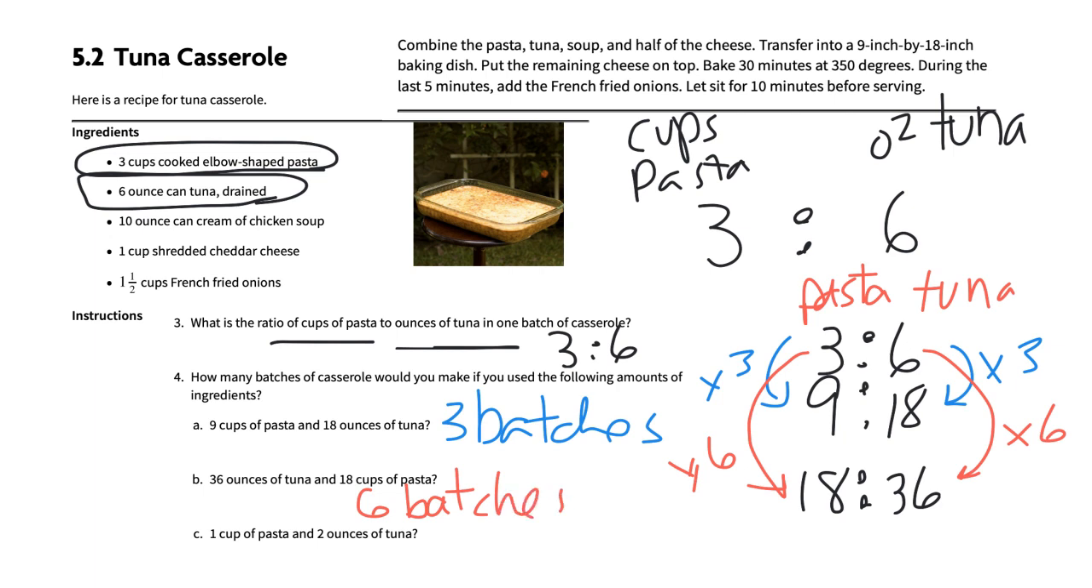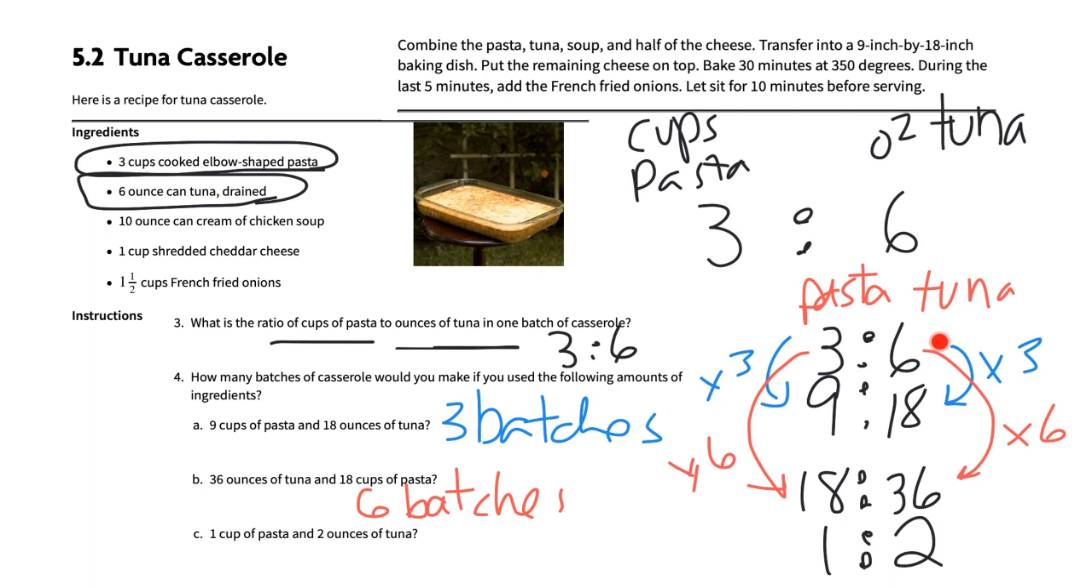And finally, if we have 1 cup of pasta, now they're not going to trick me on this one, 1 cup of pasta and 2 cups of tuna right here. So if that means we have 1 cup of pasta, 2 cups of tuna.